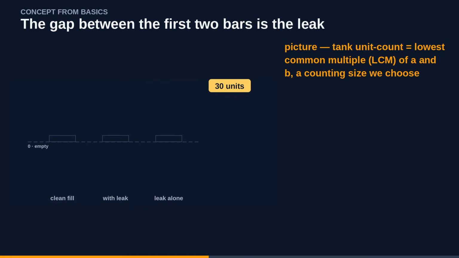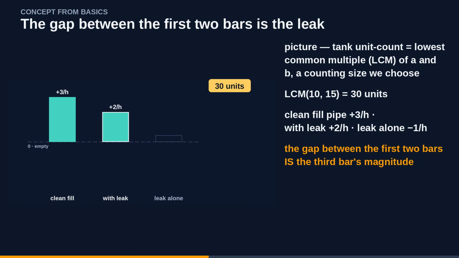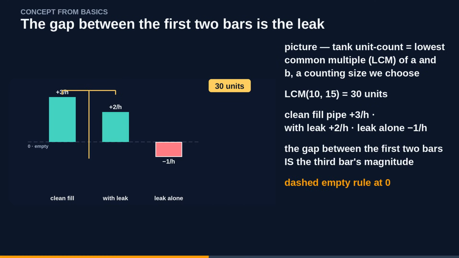The clean pipe then pours plus 3 units an hour. With the leak, the climb is just plus 2 an hour. The gap between those 2 bars is the leak's own magnitude, minus 1 unit an hour. The dashed empty rule sits at 0, the leak bar drops below it because a leak empties. The figure's point is the subtraction of rates, not of times.